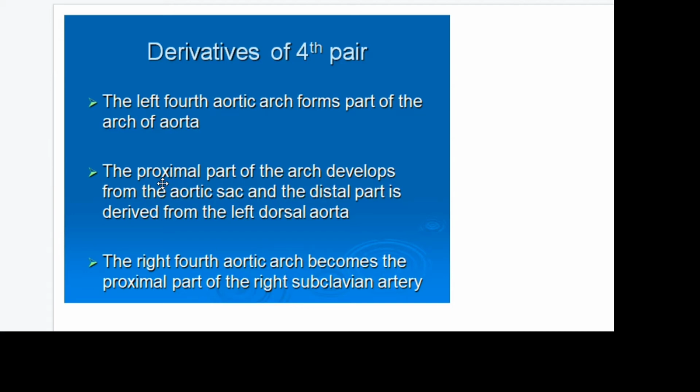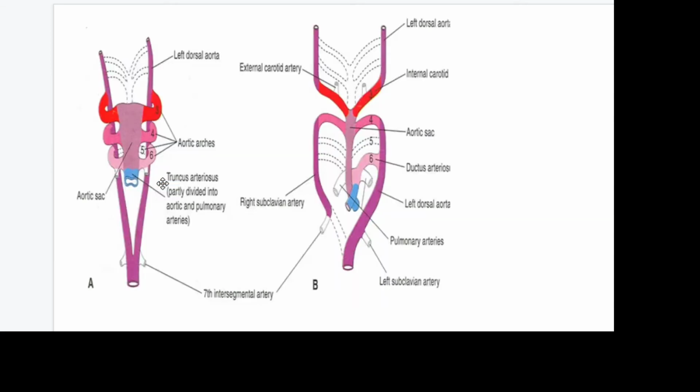So the fourth aortic arch forms the arch of aorta, with the proximal part developed from the aortic sac and the distal part derived from the left dorsal aorta. The right fourth aortic arch becomes the proximal part of the right subclavian artery. So here we can see the fourth aortic arch. On the left side, it gives rise to the arch of aorta, and a little bit of the arch of aorta is also contributed by the aortic sac.